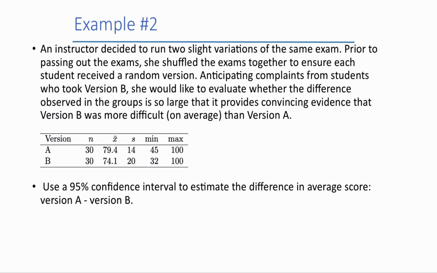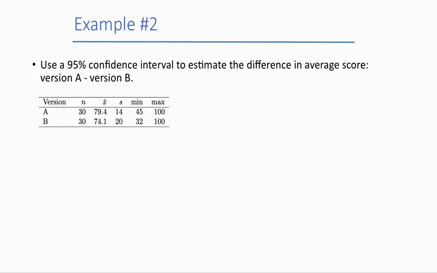Another example: an instructor decided to run 2 slight variations of the same exam. Prior to passing out the exams, she shuffled the exams together to ensure each student received a random version. So there's the random condition. Anticipating complaints from students who took version B, she would like to evaluate whether the difference observed in the groups is so large that it provides convincing evidence that version B was more difficult on average than version A. So we're going to make a 95% confidence interval.